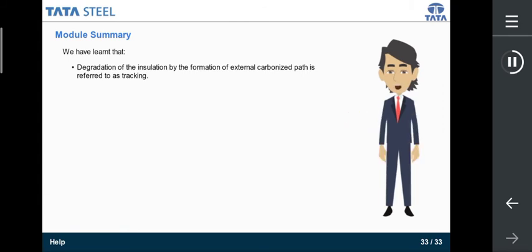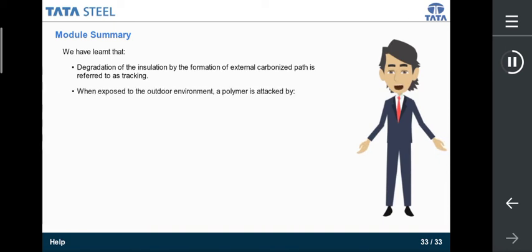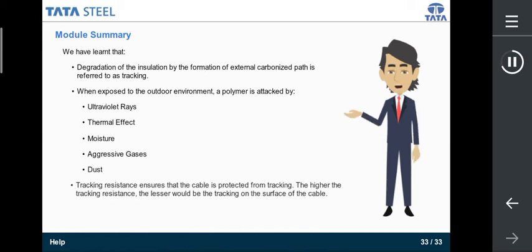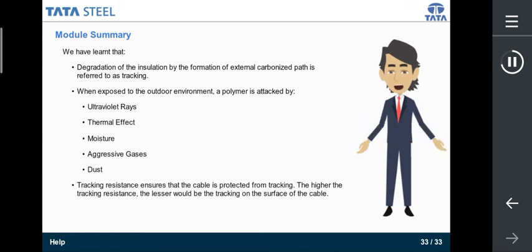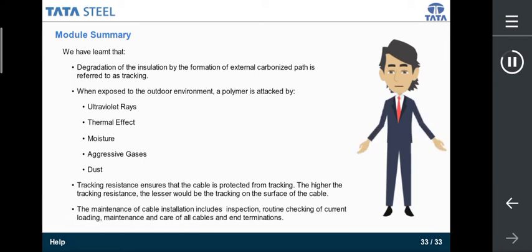The various types of stress control methods are manually made stress cone, pre-molded stress cone, heat shrinkable tube. Degradation of the insulation by the formation of external carbonized path is referred to as tracking. When exposed to the outer environment, a polymer is attacked by ultraviolet rays, thermal effect, moisture, aggressive gases, dust. Tracking resistance ensures that the cable is protected from tracking. The higher the tracking resistance, the lesser would be the tracking on the surface of the cable.